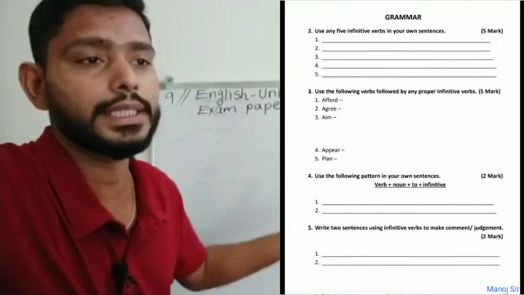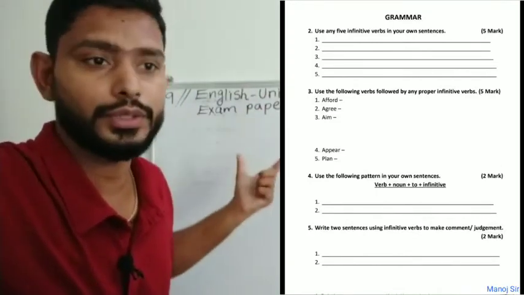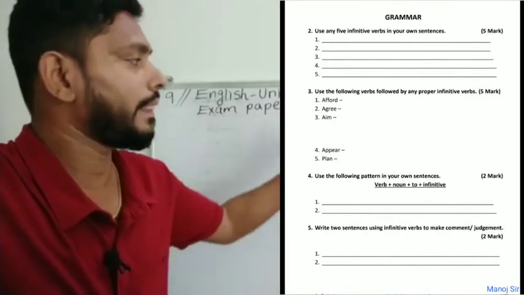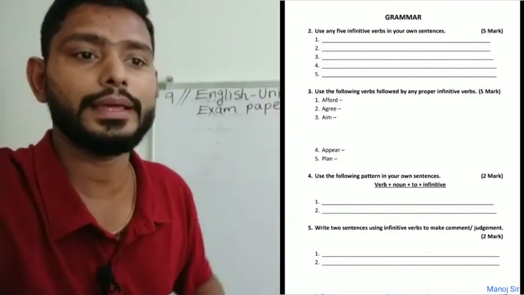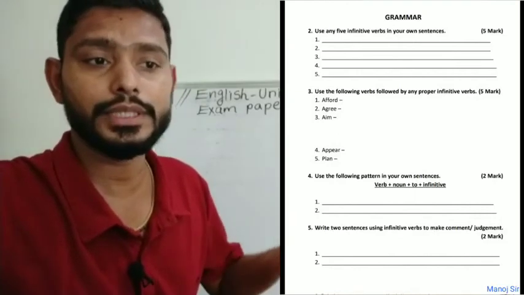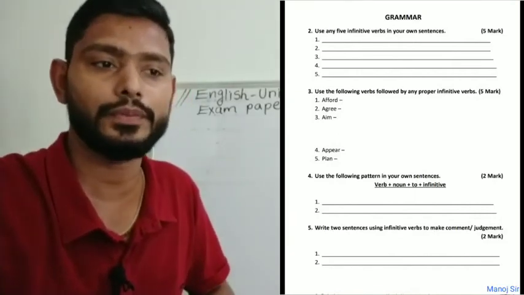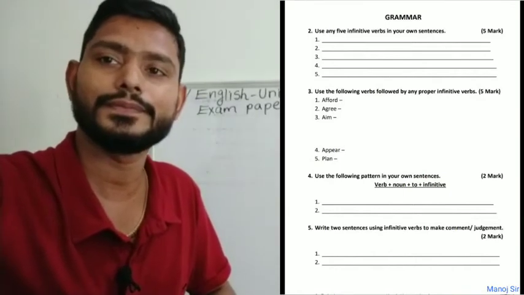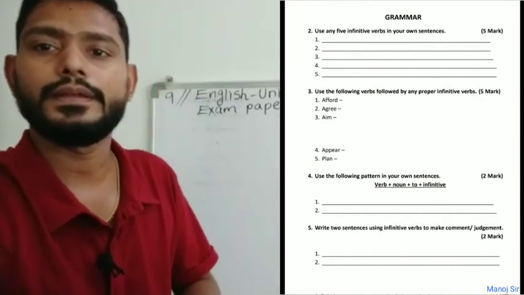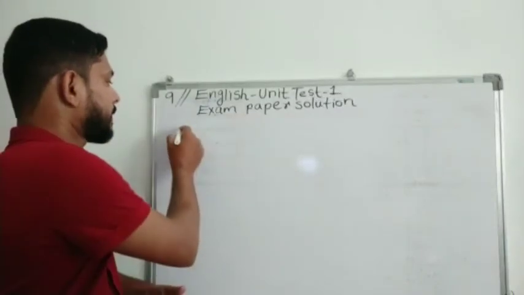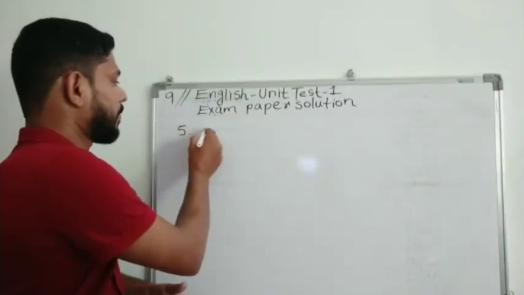ठीक है, खाली 2 सेंटेंस लिखना था जैसे हमने पहले स्ट्रक्चर के ऊपर जो सेंटेंस बनाया तो वैसे. Fifth question is also to make comment or judgment using infinitive verb. Okay, so let's see some examples. Okay, so hope it will be more useful for you. So the fifth question, that is to make comment or judgment.